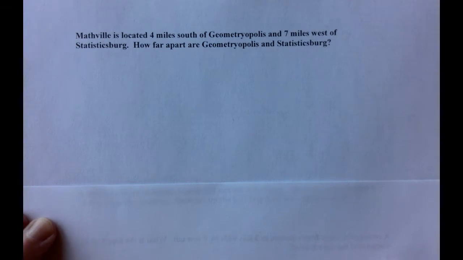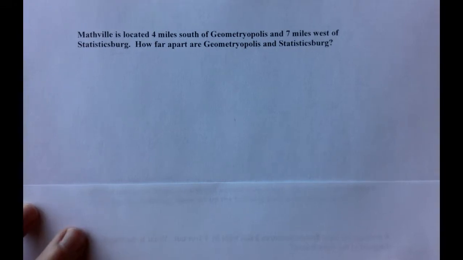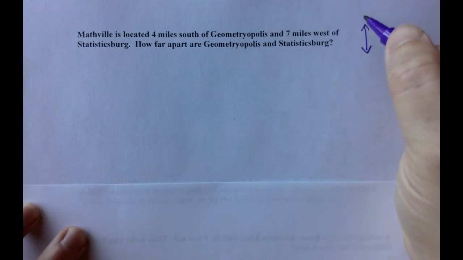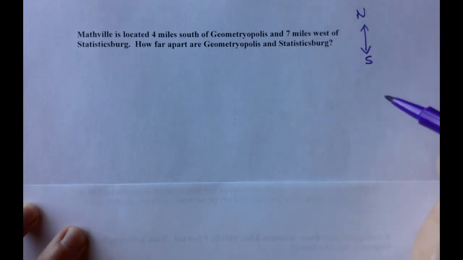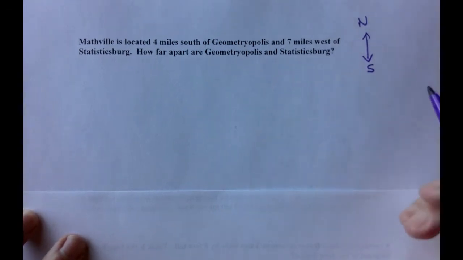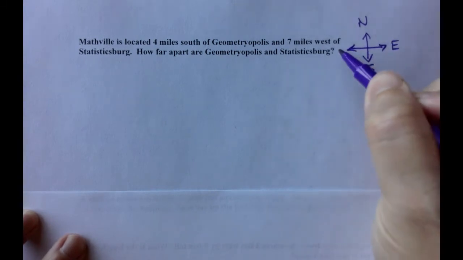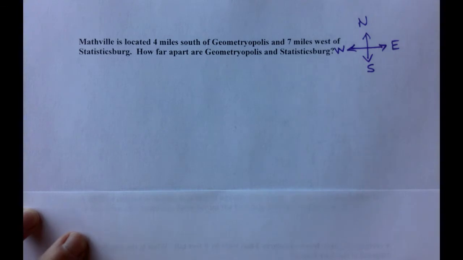Here's another application example. Mathville is located 4 miles south of Geometriopolis and 7 miles west of Statisticsburg. How far apart are Geometriopolis and Statisticsburg? Let's make the assumption that our directions go north and south, where north is up on the paper and south is down. And then east and west run left and right on the paper.